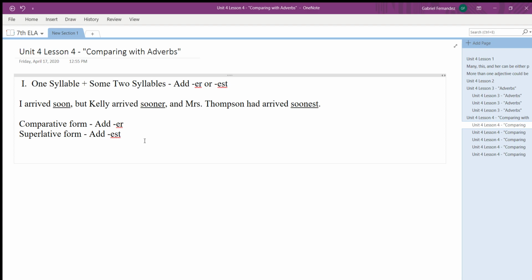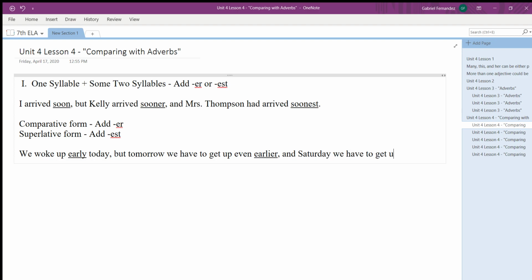How about a 2-syllable word that we have to add ER, EST? Okay? We woke up early today. Early is 2 syllables. Early. We woke up early today. But tomorrow, we have to get up even earlier. And Saturday, we have to get up the earliest. Okay? Early, earlier, earliest. Positive, comparative, superlative. Okay? Moving on.